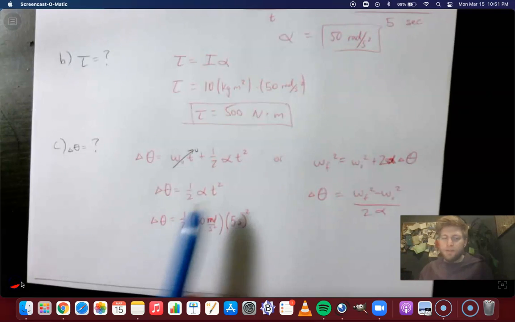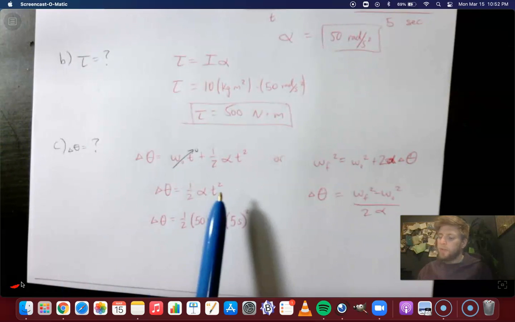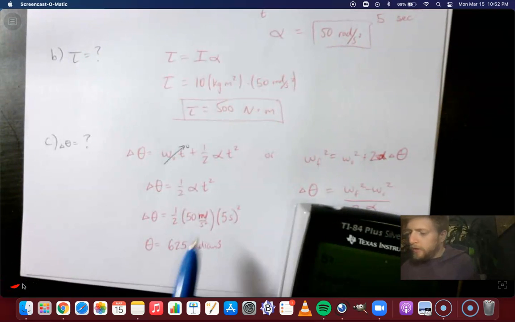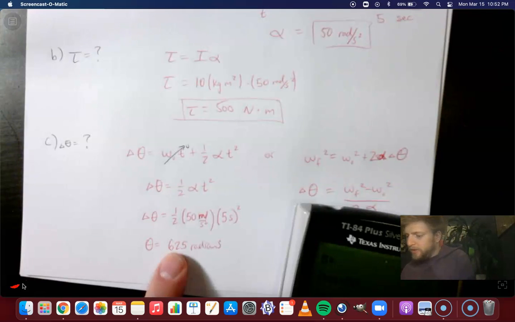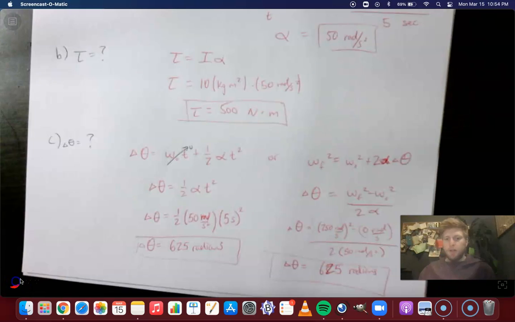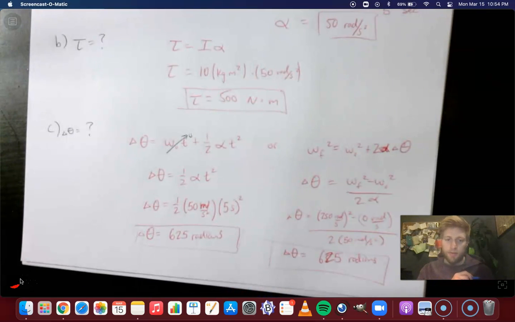So we've got the omega naught canceling out because it was 0. We plug everything in, making sure we square, and you'll notice that the seconds squared cancel and we end up with 625 radians. We'll do our little trick and divide by 2 pi, doing it with parentheses so I don't mess it up. Like I said, 2 pi is about 6.28, so this is almost exactly 100 times that this thing goes around in just those 5 seconds. Just for completeness, I've solved and plugged it in over here. We also get 625 radians.